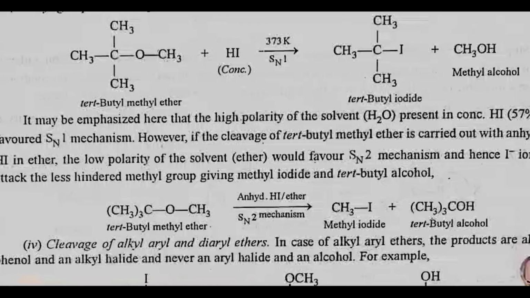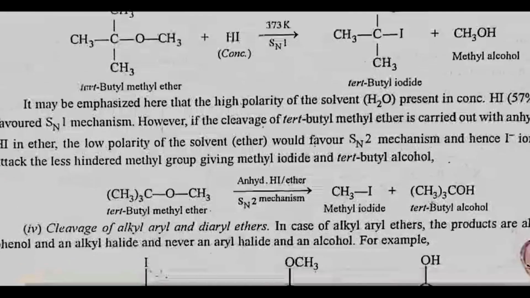It may be emphasized here that the high polarity of the solvent H2O present in concentrated HI, 57%, favors the SN1 mechanism. However, if the cleavage of tert butyl methyl ether is carried out in anhydrous HI in ether, the low polarity of the solvent ether would favor the SN2 mechanism, and hence I negative ion will attack the less hindered methyl group, giving methyl iodide and tert-butyl alcohol.